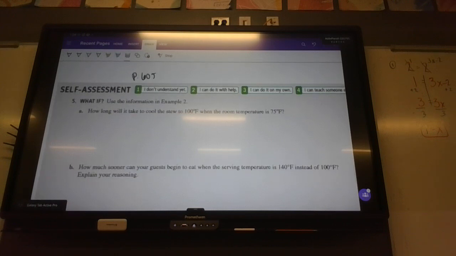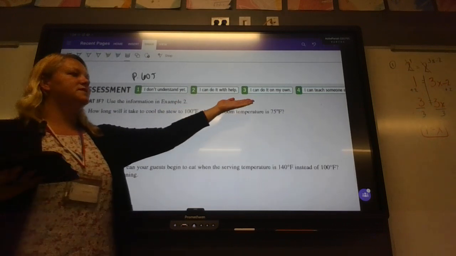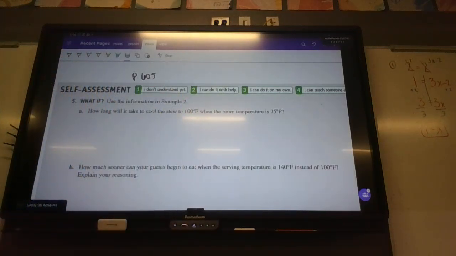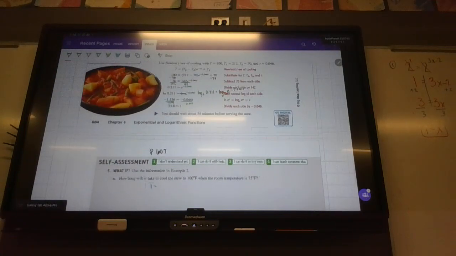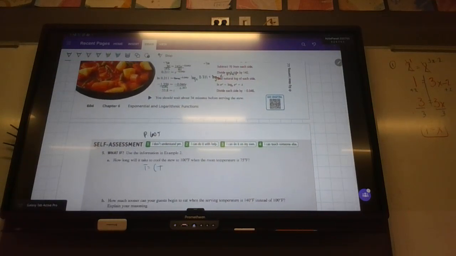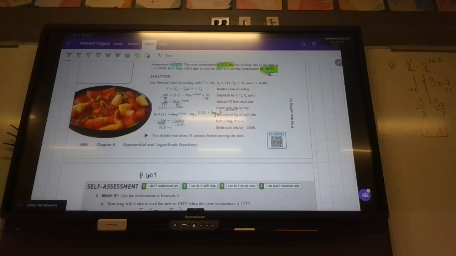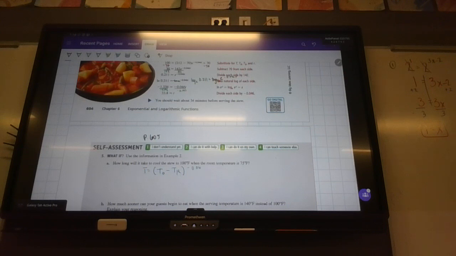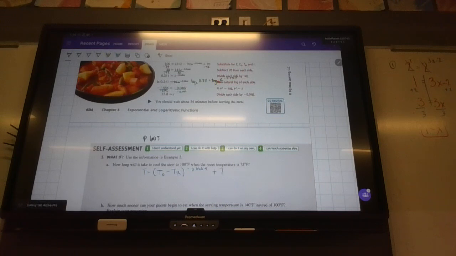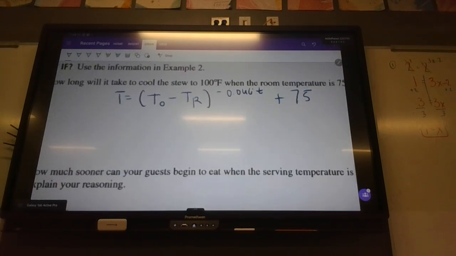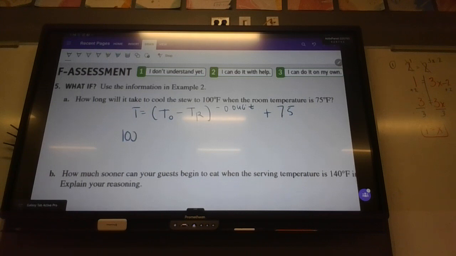So let's say it's the exact same scenario with stew, but our room temperature is 75 instead of 70. If it's warmer in the room, it's going to take longer for it to cool. So let's see that relationship come into play. Our rate is 4.6% every minute plus our initial room temperature of 75. All right, so we want our stew to be 100. That's how we can serve it.